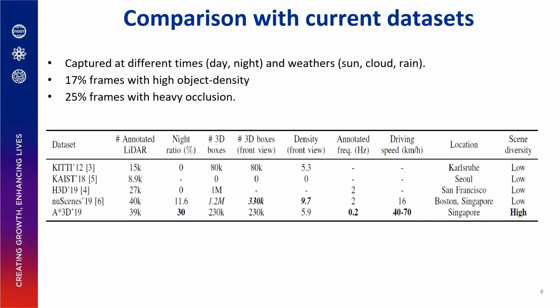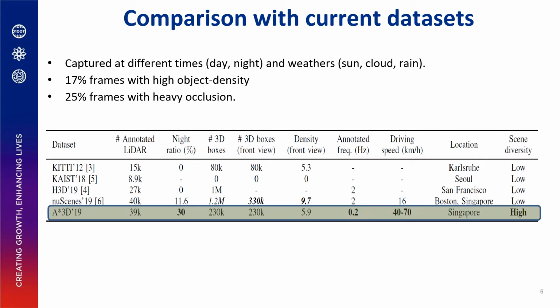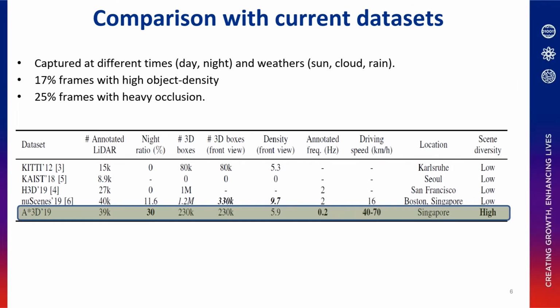Our dataset is captured at different times and at different weather conditions. 17% of the frames contain high object density. About 25% of frames come with heavy occlusions. We have 39,000 annotated frames, out of which 30% are night data. And we have 230,000 3D bounding boxes for the front view. We annotate our data at 0.2 hertz, which means 1 frame every 5 seconds, driving at 40 to 70 kilometers per hour. This results in very high scene diversity compared to other datasets.